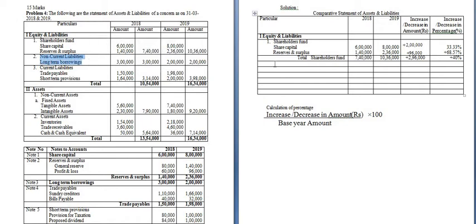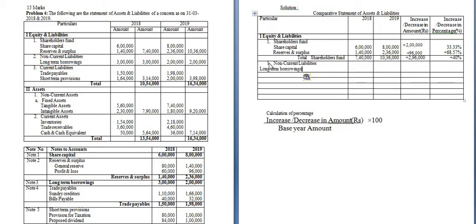So write here first in the particulars column, non-current liabilities. In that we have long-term borrowings. What is the amount of long-term borrowings for 2018? It is 3 lakh.